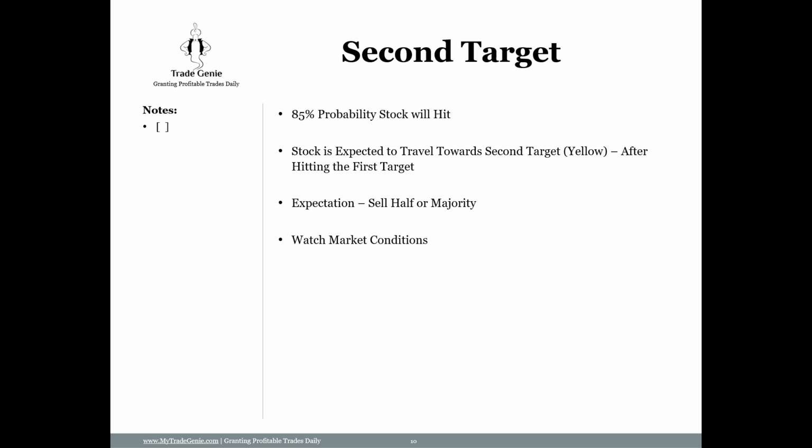Maybe the market is really bullish, like these days. If the market is bullish, then you have the opportunity to make more money on the calls, and maybe you will sell less at the second target and hold for the third target. When the market is neutral or choppy, then you will sell the majority or all at the second target. So you have to adjust your trading.